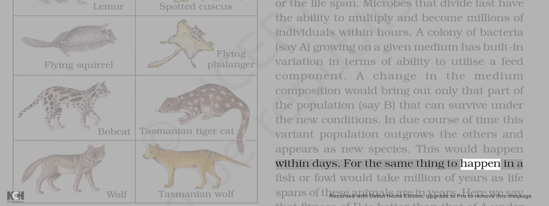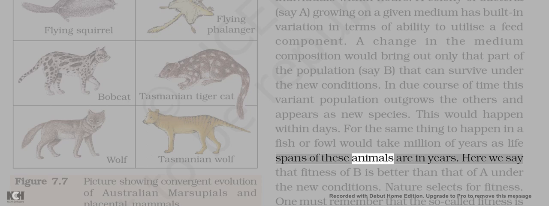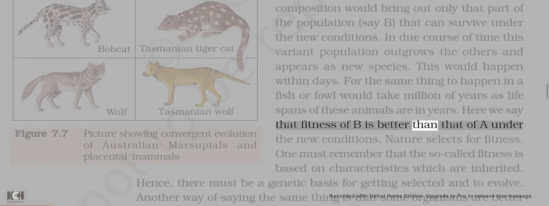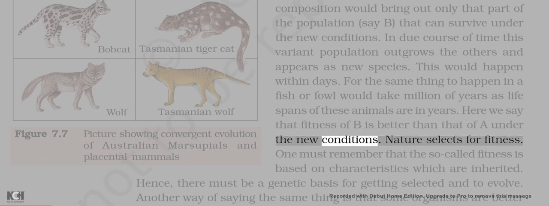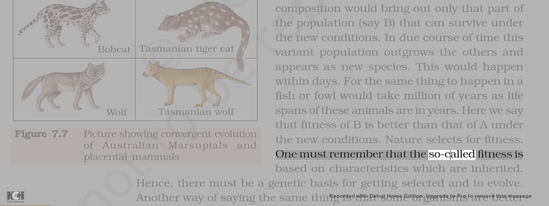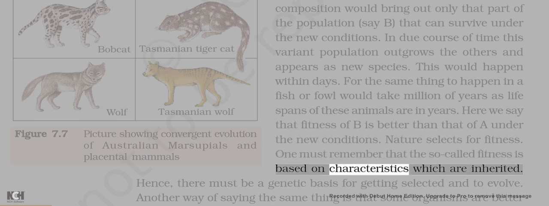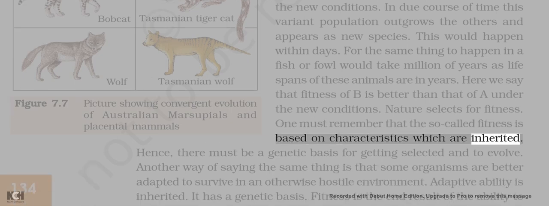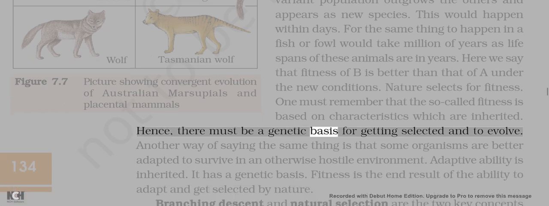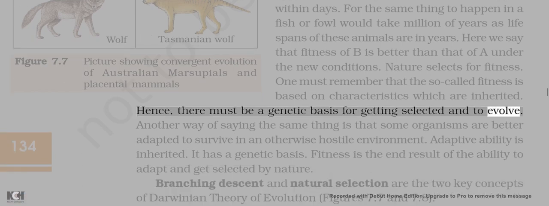For the same thing to happen in a fish or fowl would take millions of years, as lifespans of these animals are in years. Here we say that fitness of B is better than that of A under the new conditions. Nature selects for fitness. One must remember that the so-called fitness is based on characteristics which are inherited. Hence, there must be a genetic basis for getting selected and to evolve.